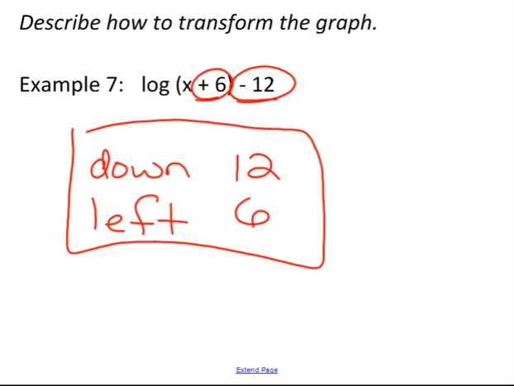And that is example 7. So if you have any questions, be sure to let me know in class.